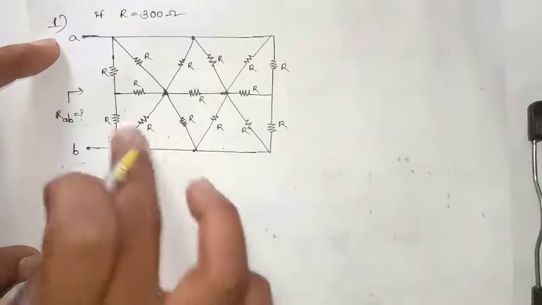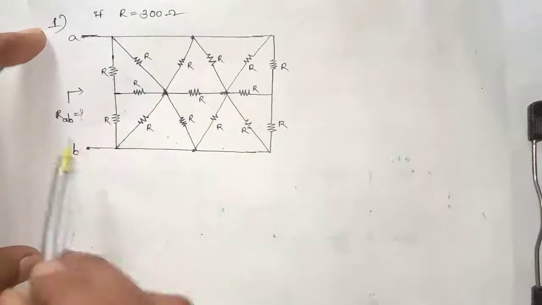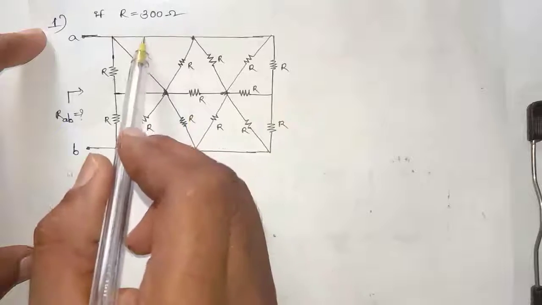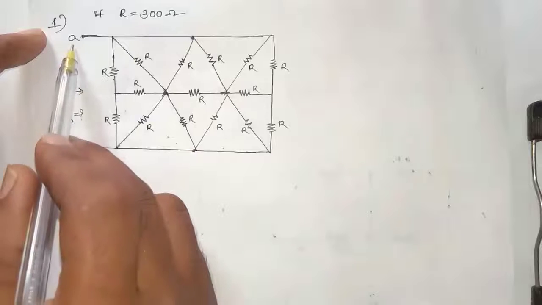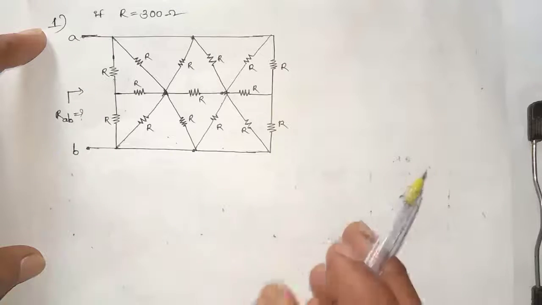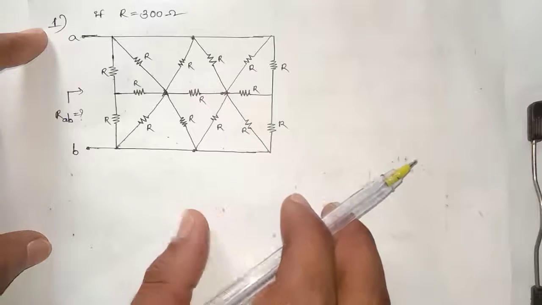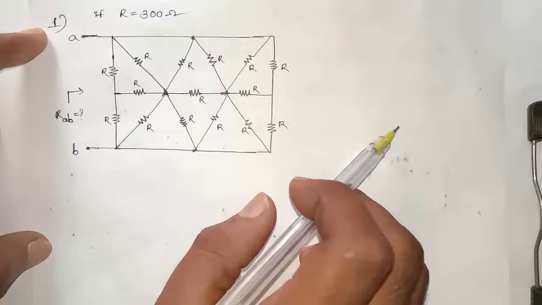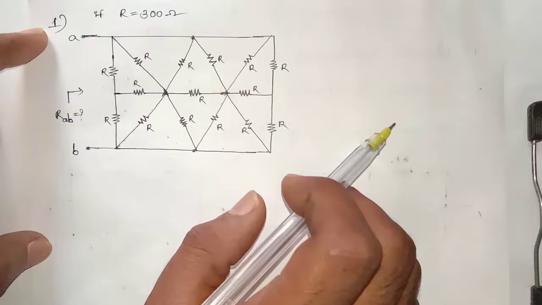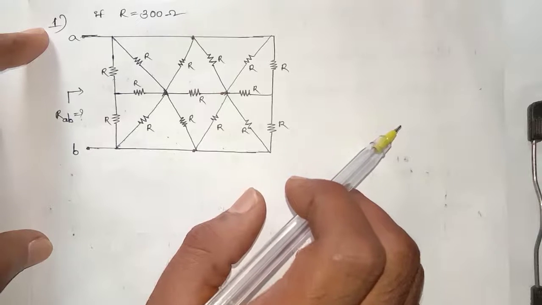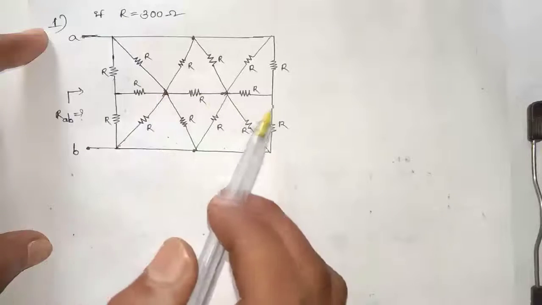We are given this resistive network and we need to find the equivalent resistance between A and B when the R value is 300 ohms. If you don't know the concept of symmetry, we need to solve this network by using the delta to star conversion. But it will take a lot of time and the problem will become very complicated. So the symmetry concept is useful in this kind of question.